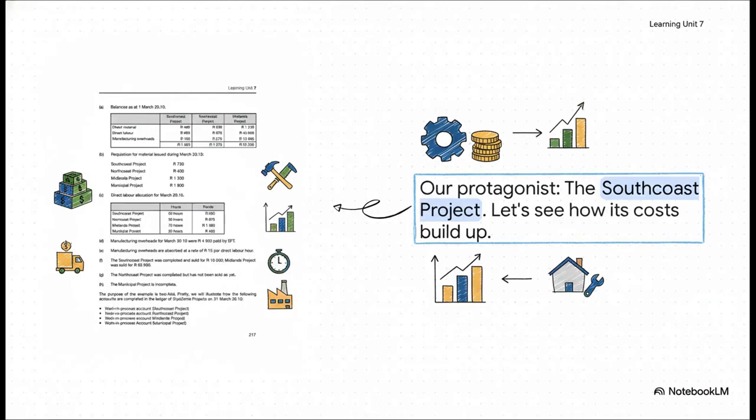So meet our hero for today, the South Coast Project. Now, this job already has a few costs that were carried over from last month, but now we're about to add some more. We're going to track 3 main things getting added: materials, labor, and of course, factory overhead.